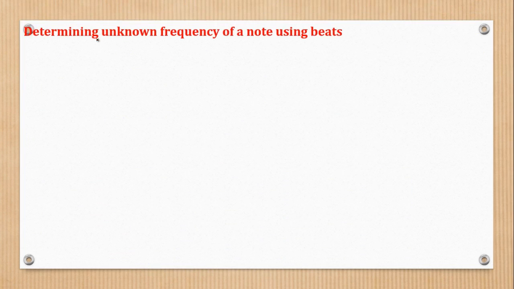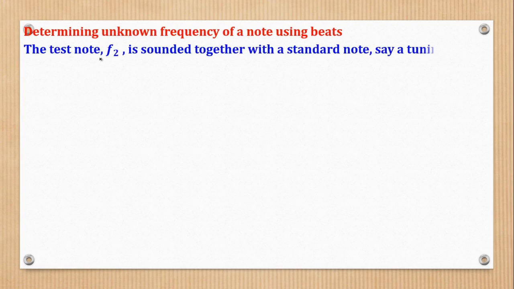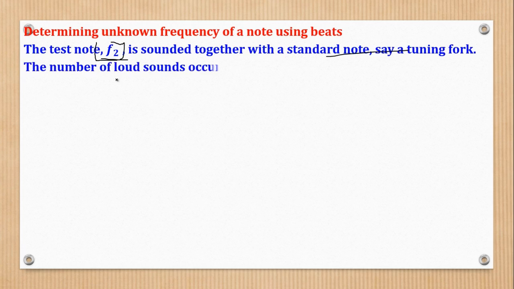So beats can also be used to determine the unknown frequency of a note. So in this case, a test note F2 is sounded together with a standard note, say a tuning fork. So this is what you want to obtain. So you sound it together with a standard note whose frequency is known.